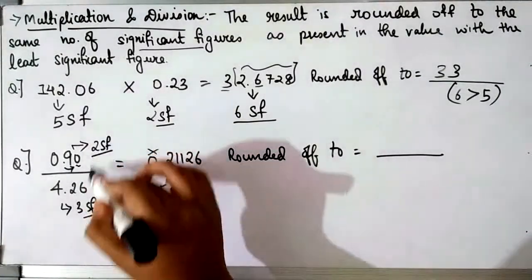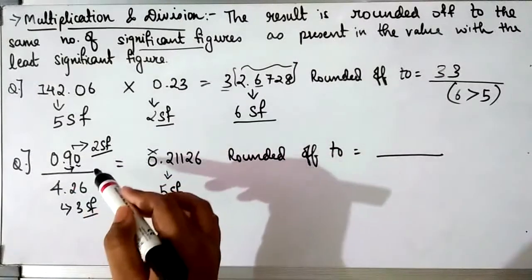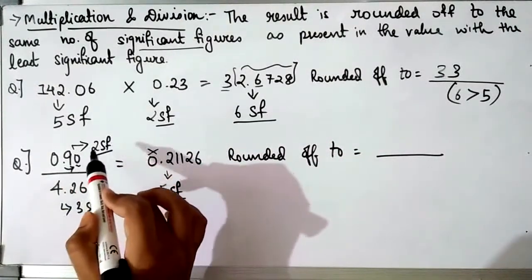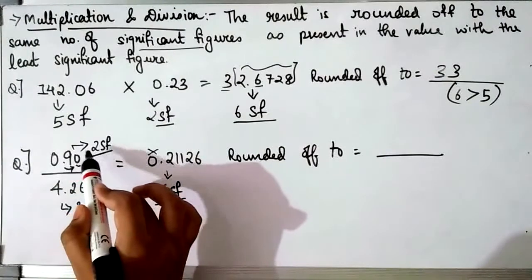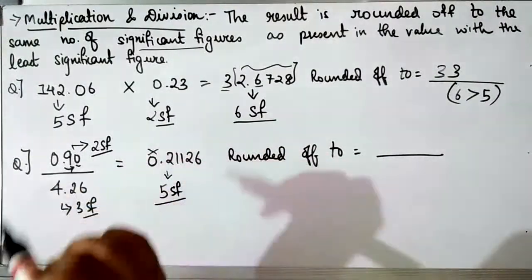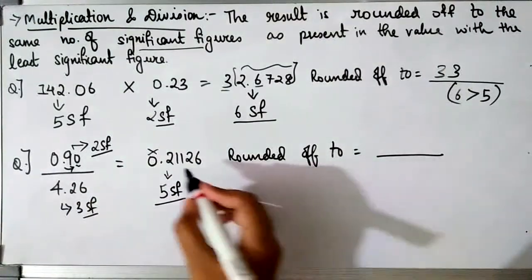So from both the values you need to check the value which is having the least number of significant figures, and this is the value that is having the least number of significant figures, and that least number is nothing but 2. So our final result also should be rounded off to only 2 significant figures.